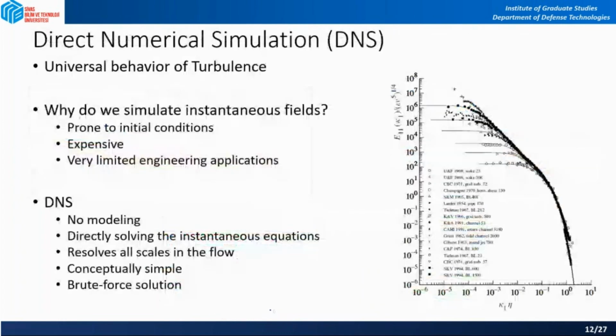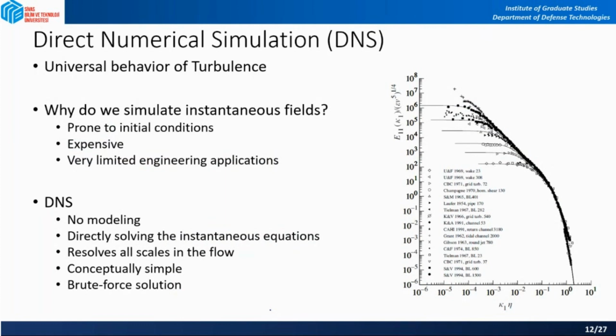So after all these examples, now we can start from the most straightforward turbulence simulation topic, which is direct numerical simulation. Direct numerical simulation does not involve any modeling at all. It solves directly the instantaneous equations.